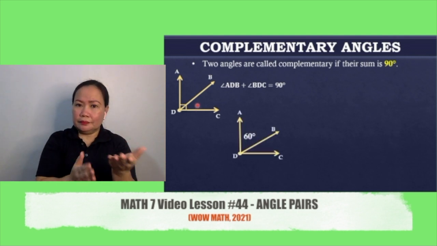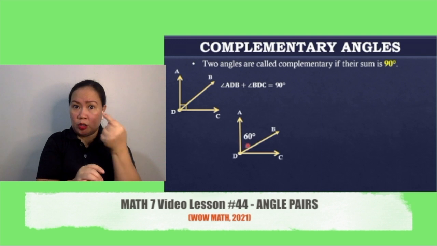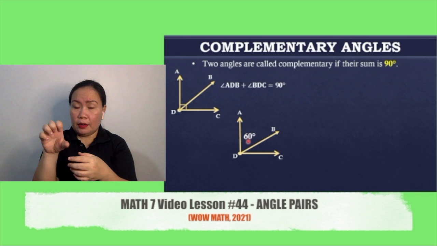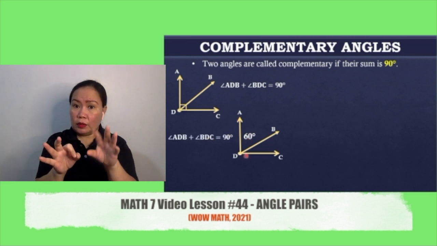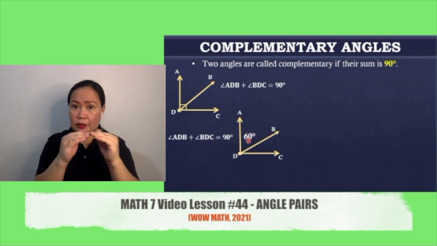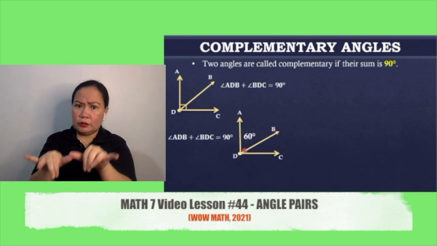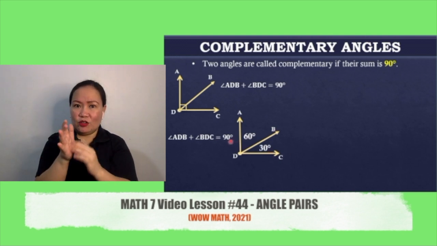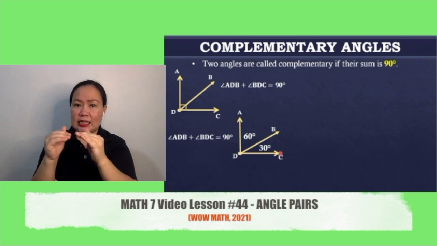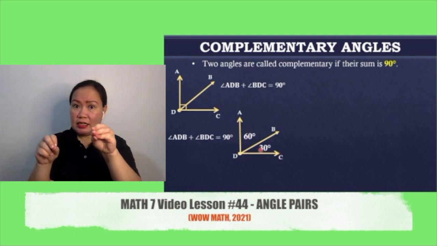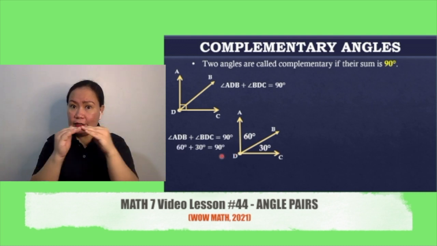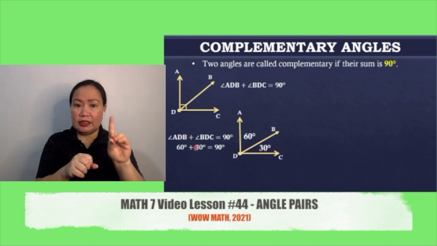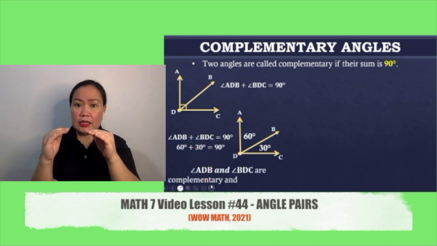Next. So, what if I have this? So, here, only one measure is given. So, if these are complementary angles, and this is 60, if your angle ADB is equal to 60, then what is the measure of angle BDC? Okay, very good. That is 30. Okay? If that is 90 degrees and if these are complementary angles, if this is 60, therefore this is 30. Okay, so we will get 90 degrees. So therefore, angle ADB and angle BDC are complementary angles.